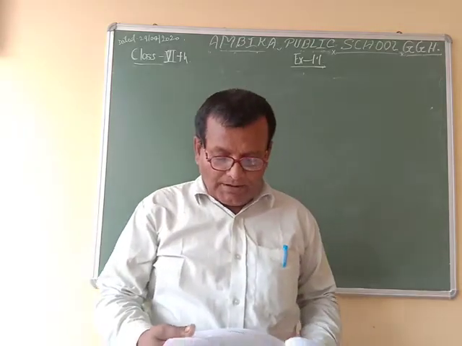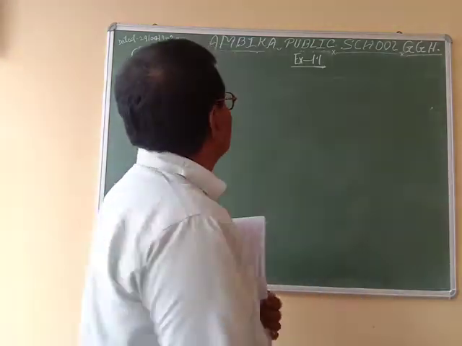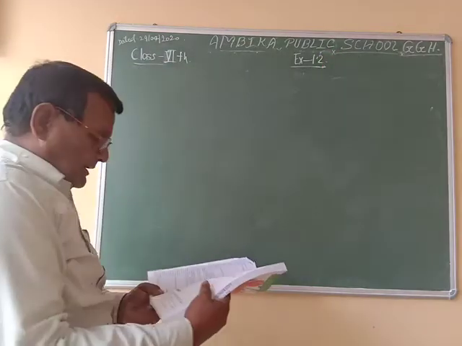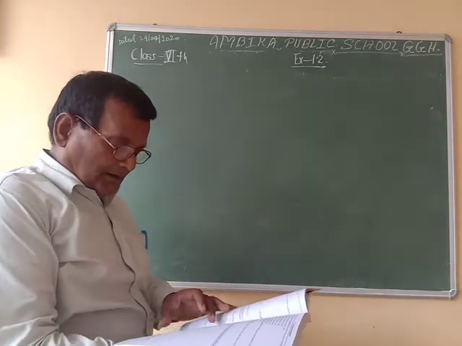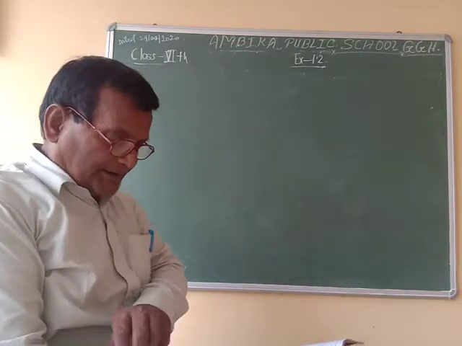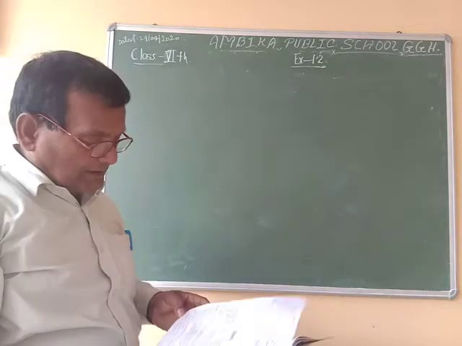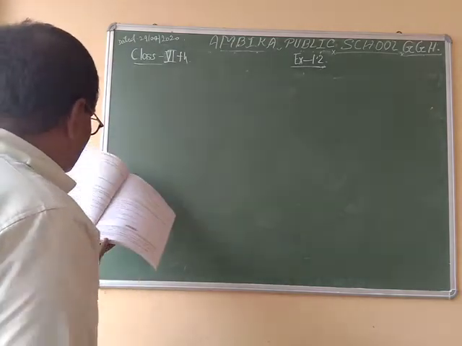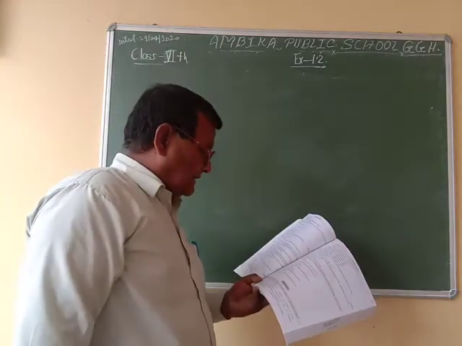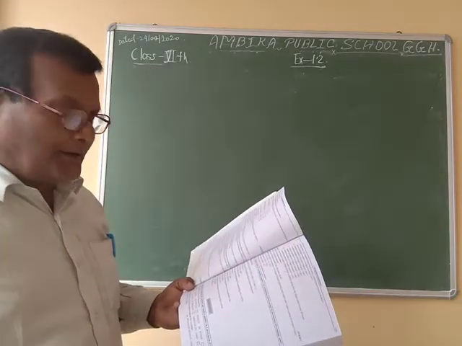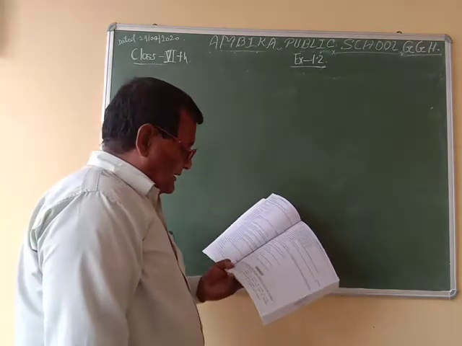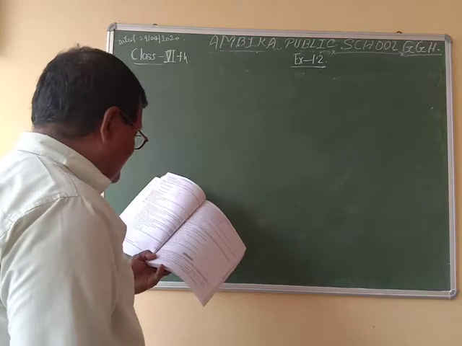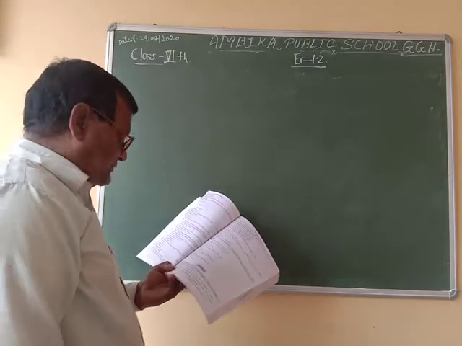Today I am going to start exercise 1.2. In this exercise, there are three types of questions. In the first type of question, put the suitable symbol, greater than or less than, in the following boxes. Here numbers are given and you have to identify which is greater or smaller.